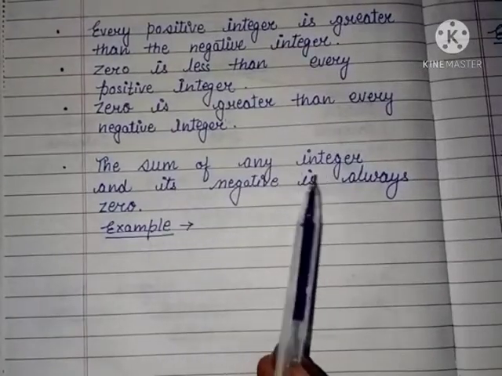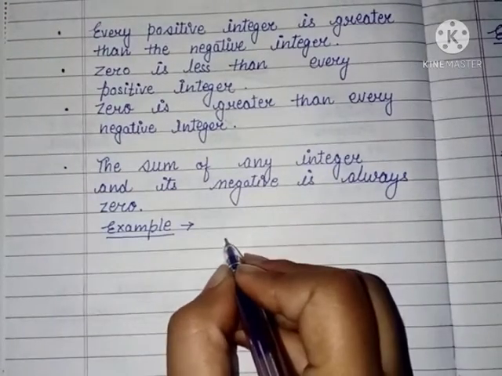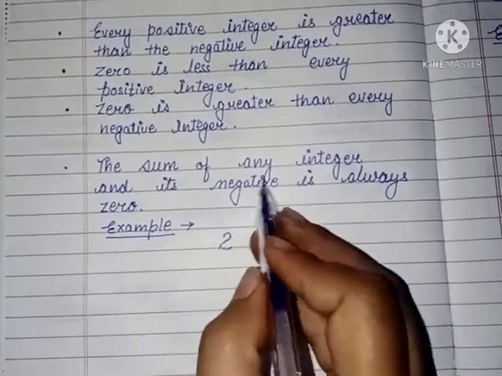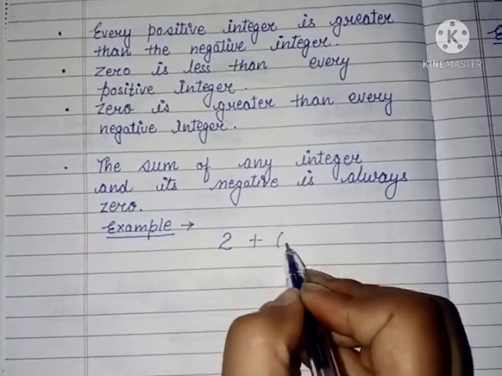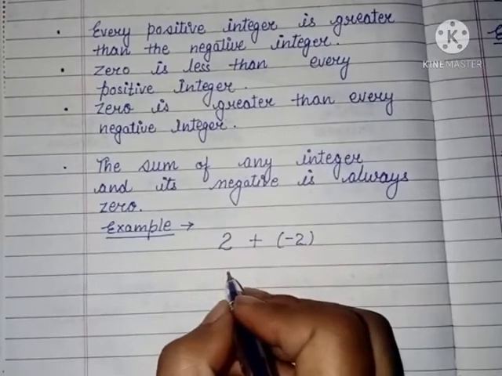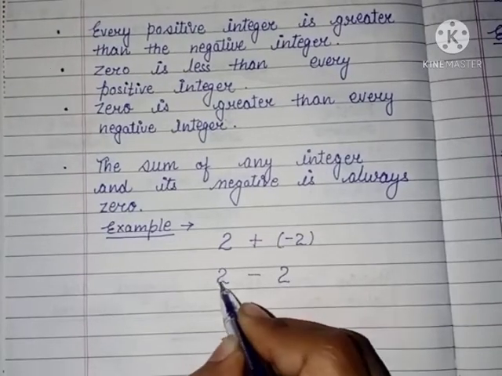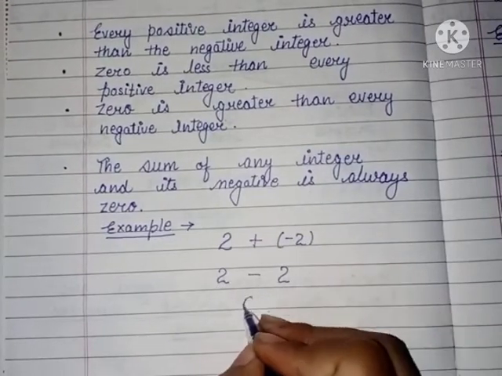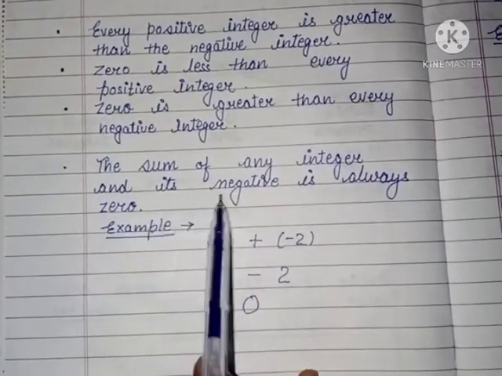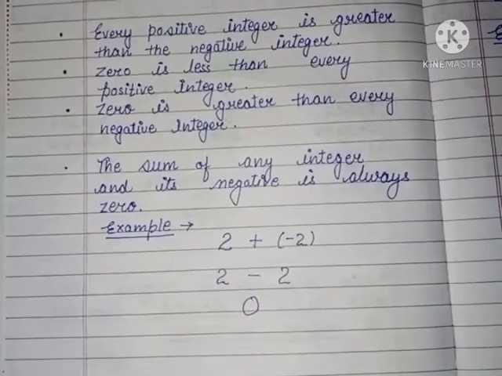The sum of any integer and its negative is always 0. Let's take an example. Suppose we have an integer which is 2 and its negative is minus 2. If we add them, if we find the sum, what do we get? Let's check: 2 plus minus 2. Opposite signs are there. 2 minus 2 is 0. So the sum of any integer and its negative is always 0.